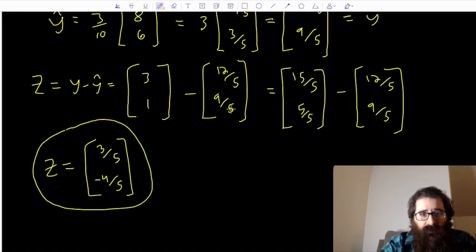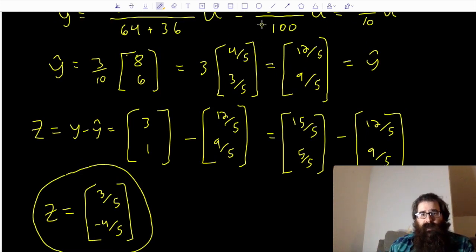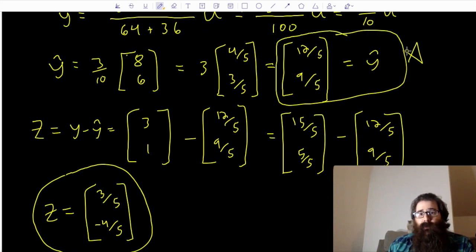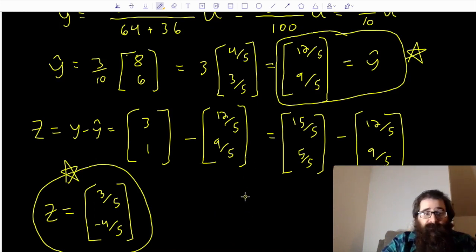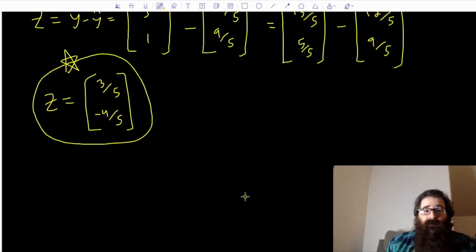And I think it's worth giving a shout out to the projection vector y hat. Even though neither of these is the answer to the question, they're very important milestones along the way. Now I want the distance from y to the line, so I have to find the length of this vector z. So I need the length, or the magnitude, or the norm of vector z.